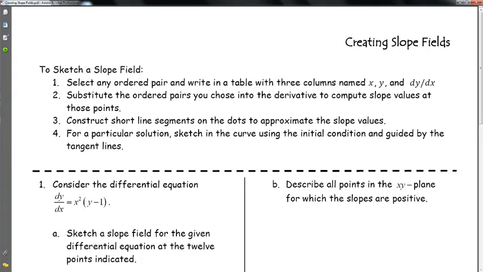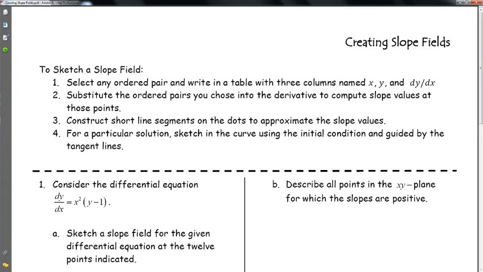Then you're going to substitute the ordered pairs you choose into the derivative to compute the slope values at those particular points. So you're essentially finding y prime at a specific x and y coordinate. Construct short line segments on the dots to approximate the slope values. Again, they're approximations. They are not meant to be perfection or an accurate representation. For a particular solution, sketch in the curve using the initial condition and guided by the tangent line.